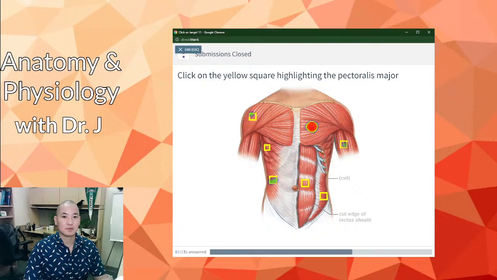And also use the homework. The homework's there to help you practice your anatomy as well. Alright, so yellow square highlighting the Pec Major, and I'm glad most of you hit this part.